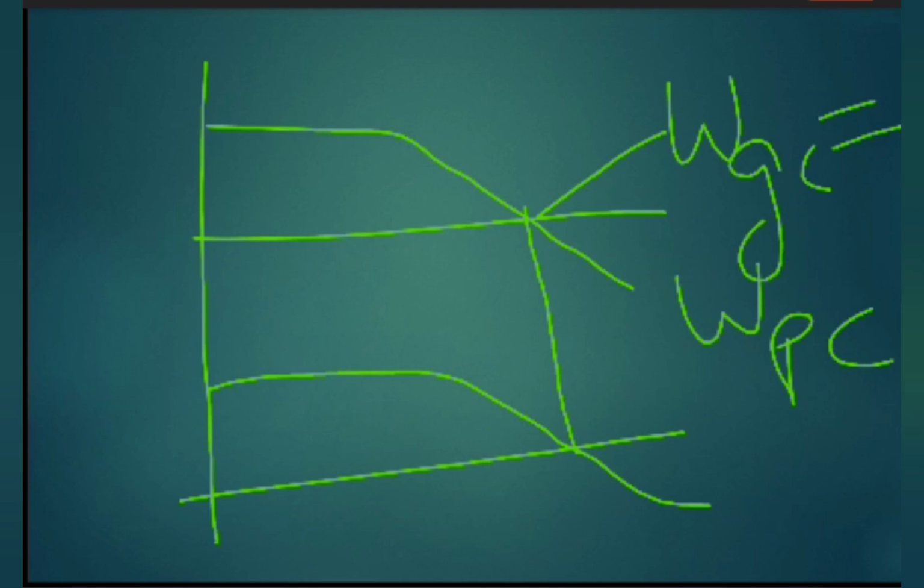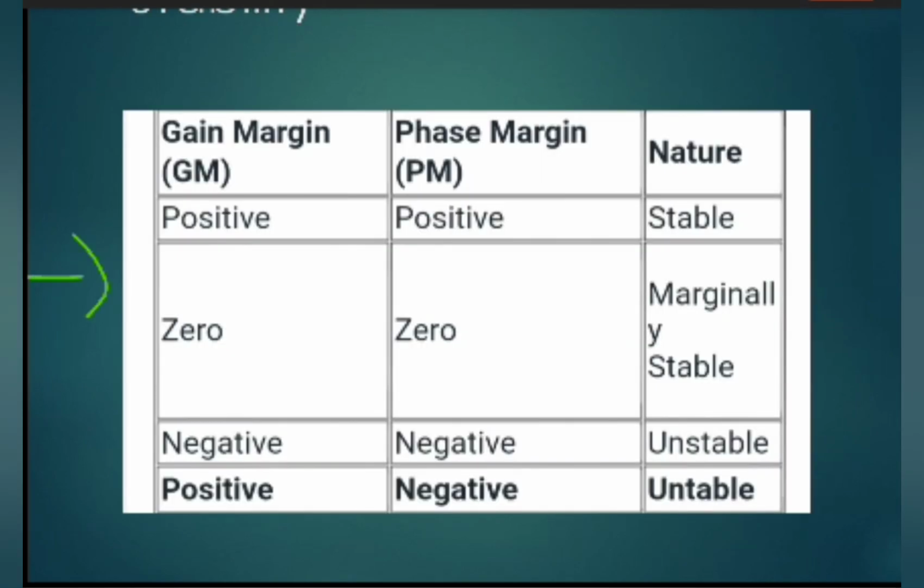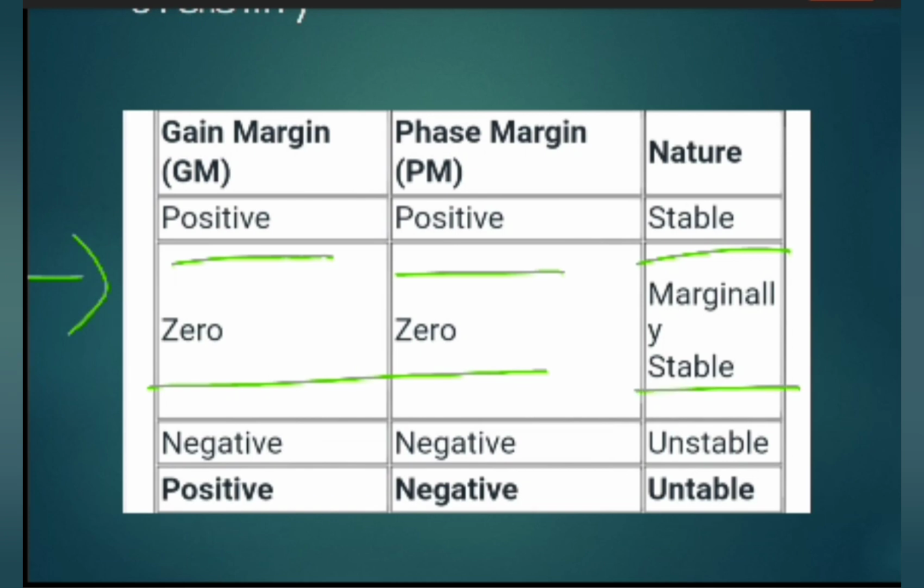So you have the gain margin and phase margin value equal to 0 because there is no magnitude at this particular instant. So this is the summary of what we have studied. When the gain margin is positive and phase margin is positive, the system is stable, and when both the values are 0, the system is marginally stable, and if one of the values is negative or both the values are negative, the system is going to be unstable.